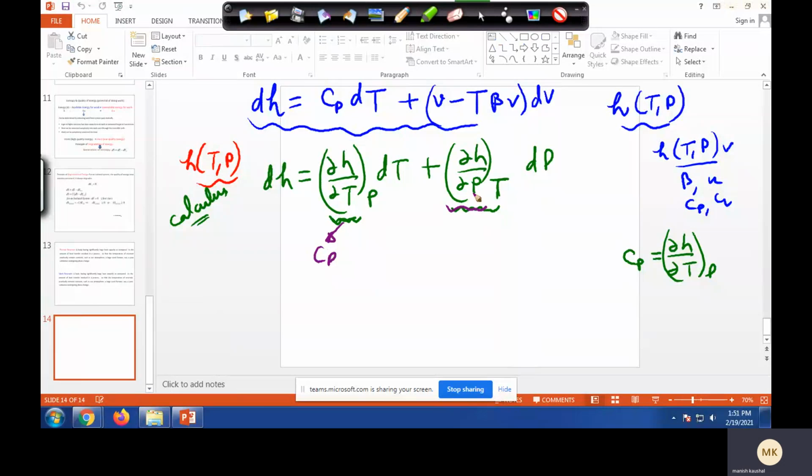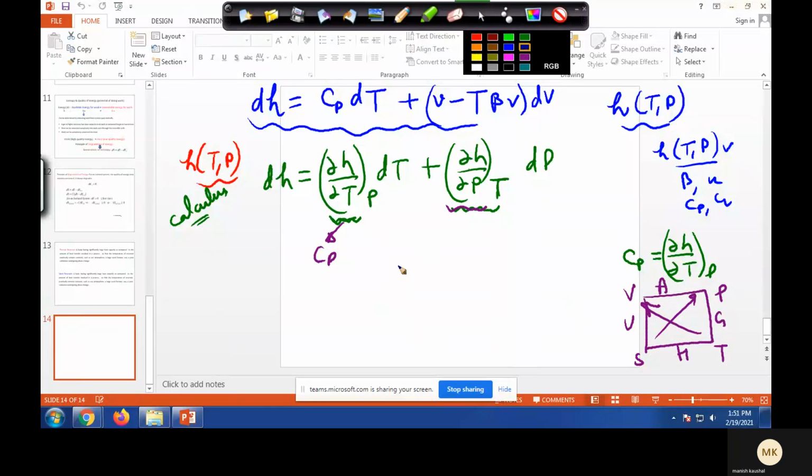For this ∂H/∂P, we have to think of something where we can express H in terms of P. If you remember this diagram, S, T, P, V. Since it's difficult to derive every time, you can always use this trick. You can always write dH. H is connected to S and T.